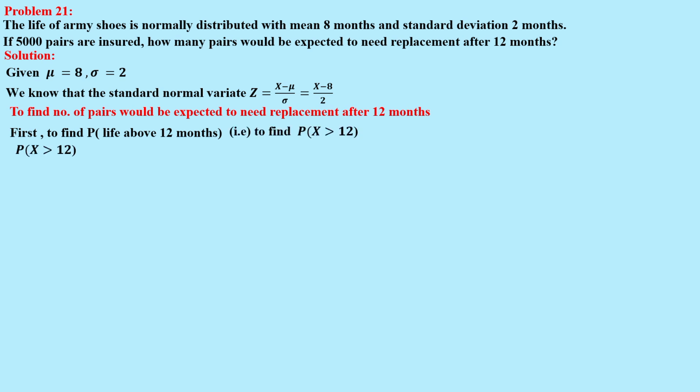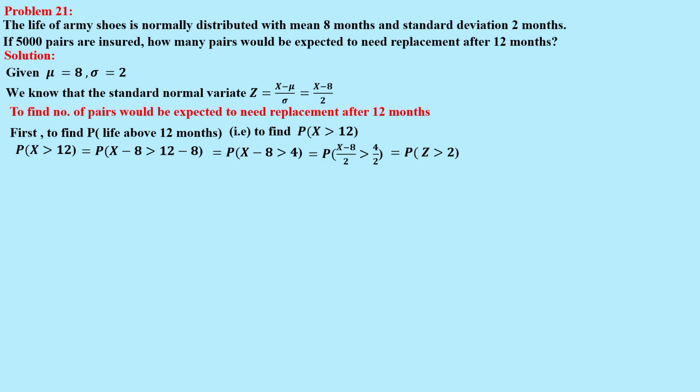So probability of x greater than 12 can be written as, subtracting mu on both sides of the inequality, probability of x minus 8 greater than 12 minus 8. That is equal to probability of x minus 8 greater than 4. Now divide by sigma on both sides of the inequality: probability of x minus 8 by sigma, that is 2, greater than 4 by 2. So z is nothing but x minus 8 by 2, so probability of z greater than 2.